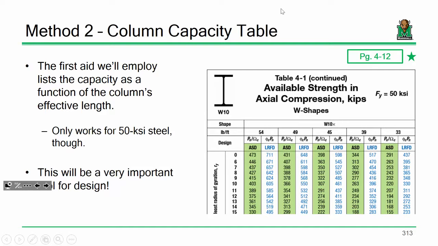Let me be clear. This is one of the most important aids we'll use, not only for columns, but in the class in general. This is the aid that we use to design. This is the one that we use to pick a given column. A couple other things. There are some limits to this aid. For instance, right there, there's a big limit. The Fy is 50 ksi. Okay. So if you have a yield stress that's different, you can't use it, okay?